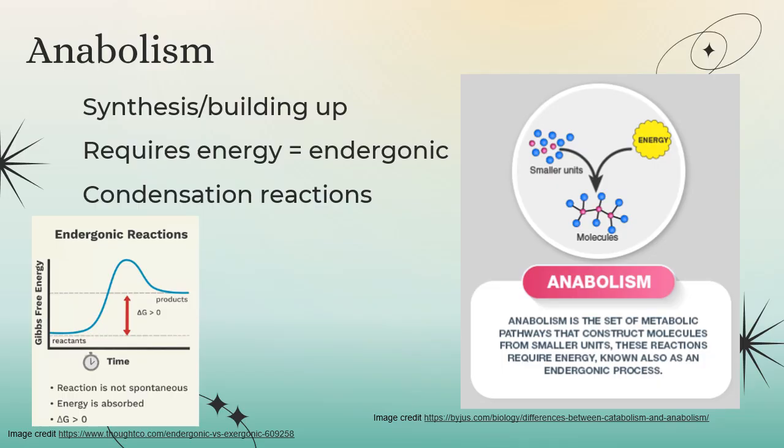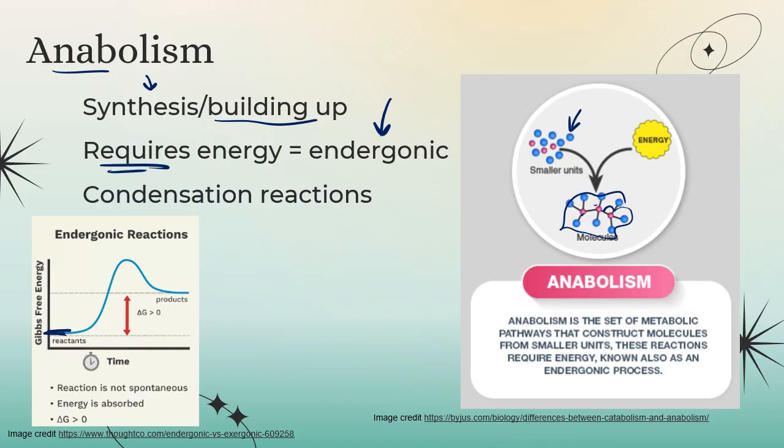The opposite of catabolism is anabolism, when we take those tiny little pieces that resulted from digestion and we build them into the bigger molecules, the polymers that we want in our bodies. This is anabolism, the synthesis of bigger molecules or building up those polymers. This does require energy. We have to add energy to make it happen. We call these reactions endergonic as opposed to the exergonic in the previous slide.